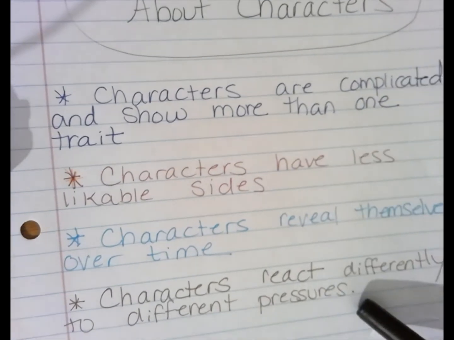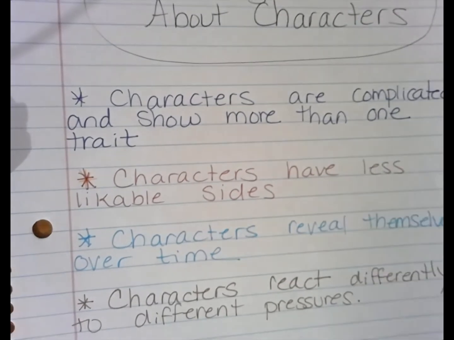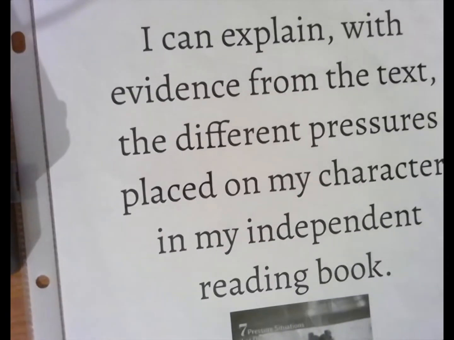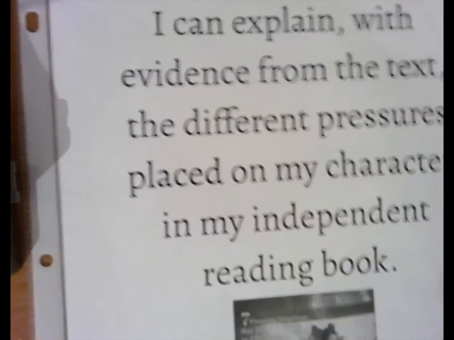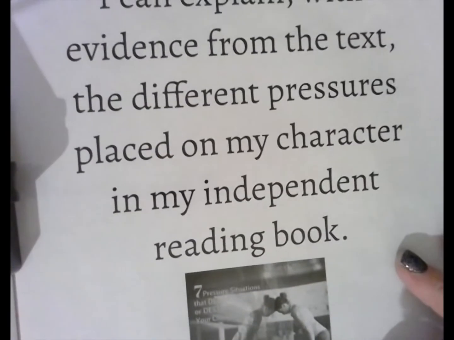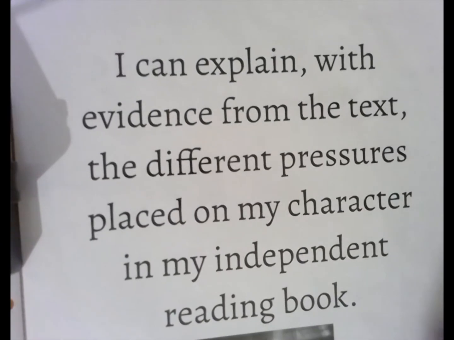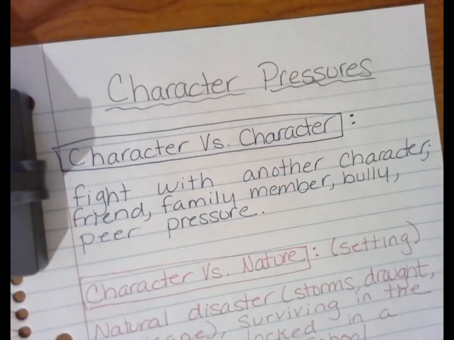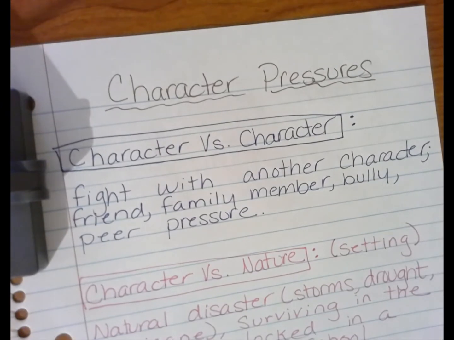And today we're going to look at how characters react differently to different pressures. So our I can for today is I can explain with evidence from the text the different pressures placed on my character in my independent reading book. And I am going to use Luke as an example. But before I do that, I think it's important to look at the different types of character pressures. There are 4 of them. And I will take a picture of this sheet and put it at the bottom of the post.